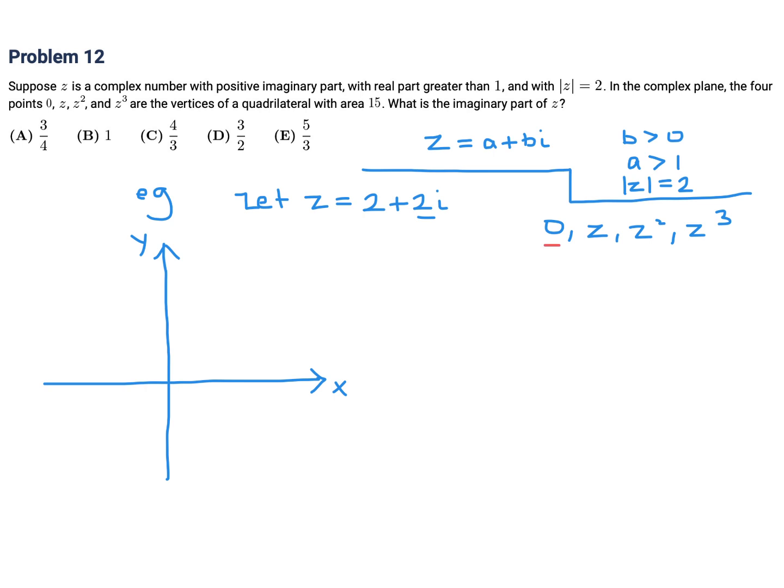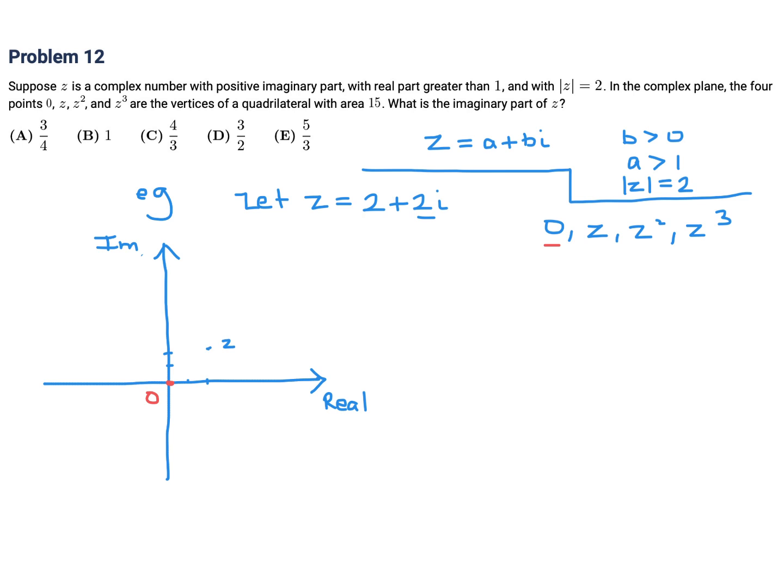So 0 is obviously here. That's the origin. Z is an imaginary number, so I've got to use real and imaginary axes. Let me label this real, and this is imaginary, IM for imaginary. 2 plus 2i: 1, 2, 1, 2. There we go. This will be my z right here.